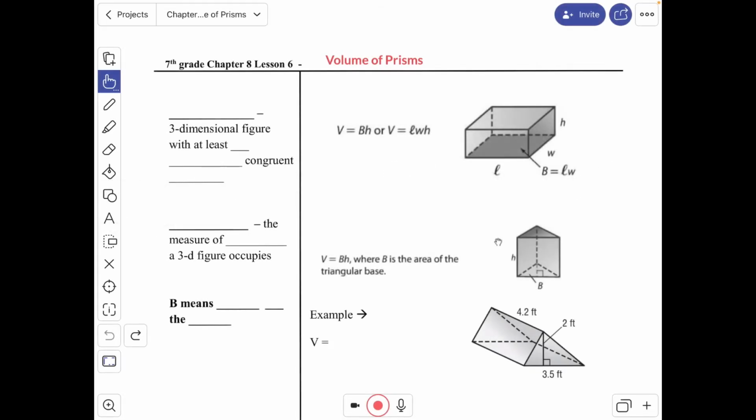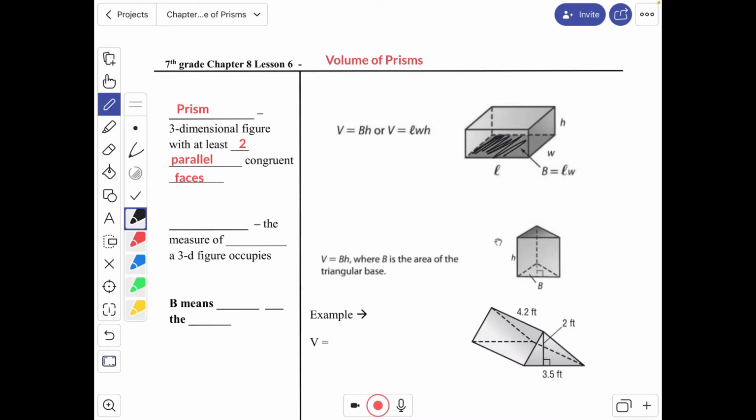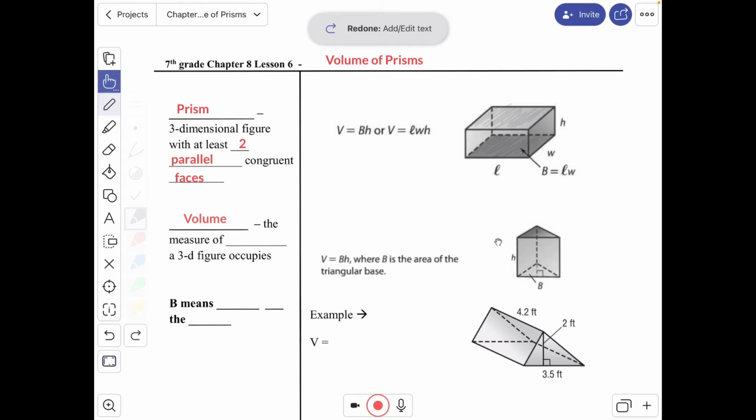Today we're covering Chapter 8, Lesson 6, Volume of Prisms. A prism is a three-dimensional figure with at least two parallel, congruent faces. For example, this face right here on the bottom is parallel to this face up here on the top. So the top and bottom are parallel to each other. They're also congruent. They're the same size.